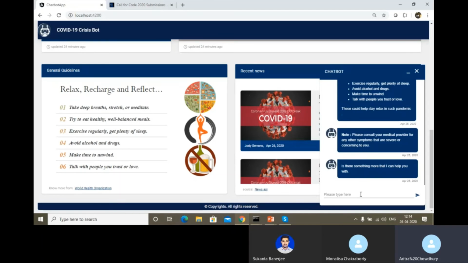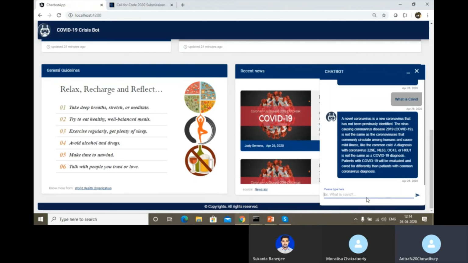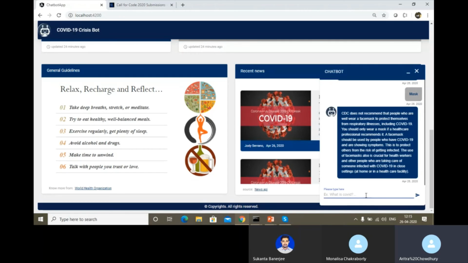The next part that we are going to is the general statistics, general queries regarding COVID. Let me ask you a basic question: what is COVID? It provides me what COVID is. And there are multiple general questions that you can ask, for example, about wearing a mask or something. It provides you the suggestions accordingly.